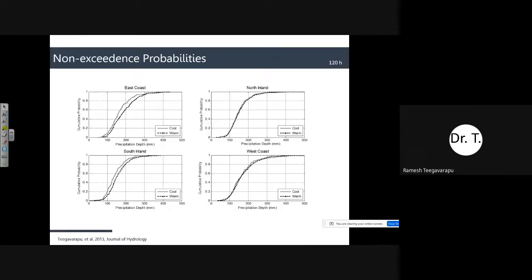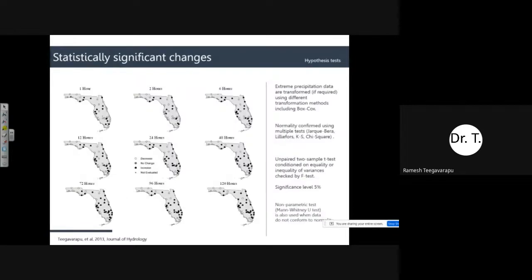And we can also plot the probability non-exceedance plots, that is cumulative distribution function plots, and check what is going on in different regions. And different regions have different influences in terms of how warm phase and cool phase is affected. Here's another example of how statistically significant differences are happening because of the increase and decrease with respect to a two-sample t-test.